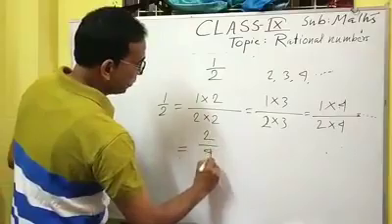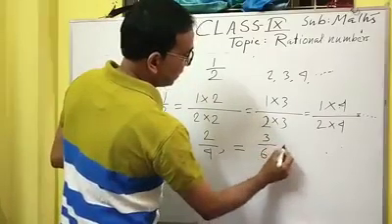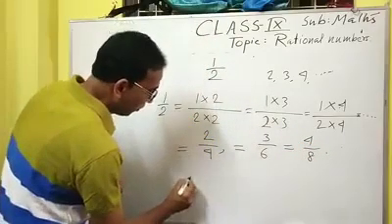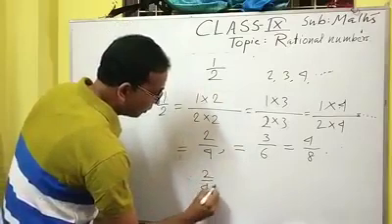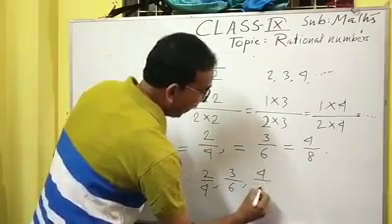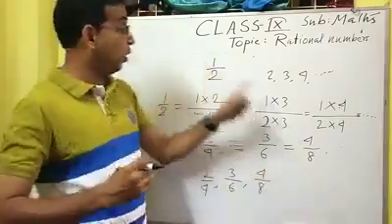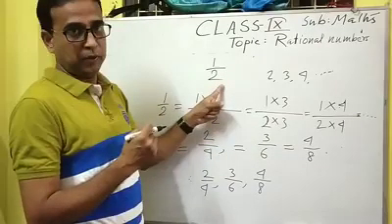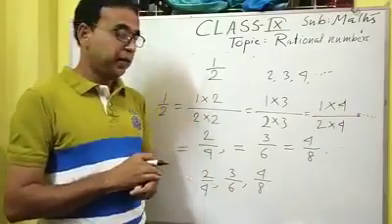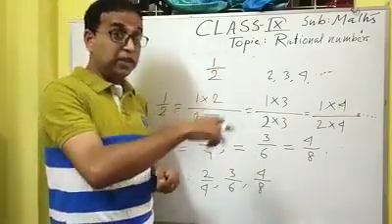2 by 4, 3 by 6, 4 by 8. So, 2 by 4, 3 by 6, 4 by 8 are the equivalent rational numbers of 1 by 2. So, we can find any other rational numbers in this way.